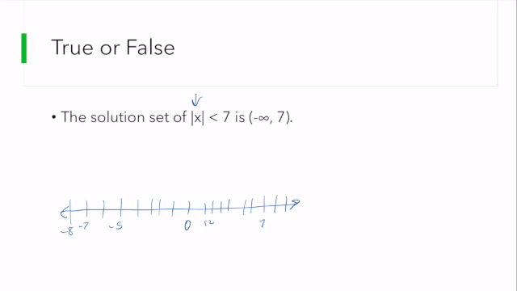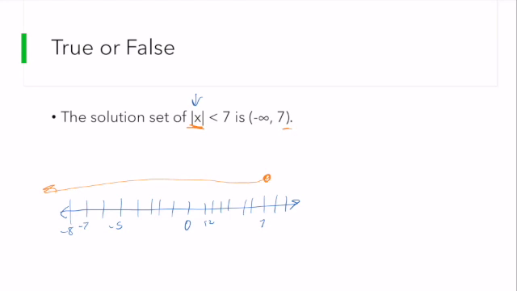Okay. So the solution set of the absolute value of x being less than 7 is negative infinity, comma 7. Okay, so that's saying my solution set goes from 7, open dot, right? 7's not included, that's why we have parentheses, all the way to infinity. Okay, but the equation needs to be that the absolute value of x is less than 7.